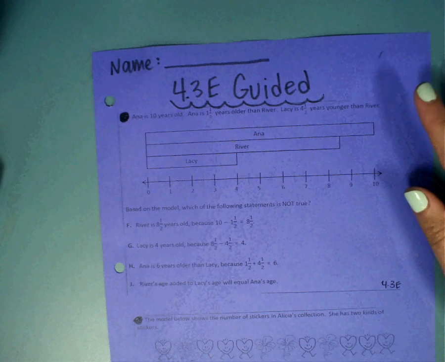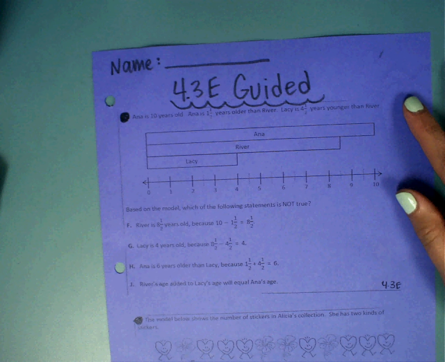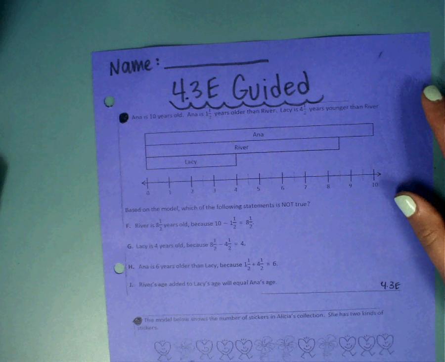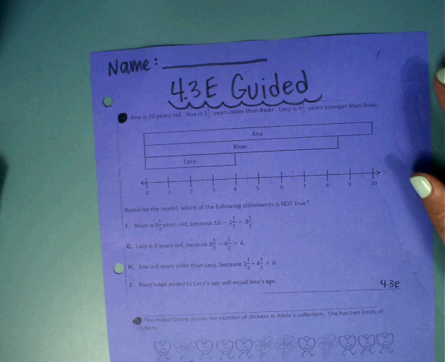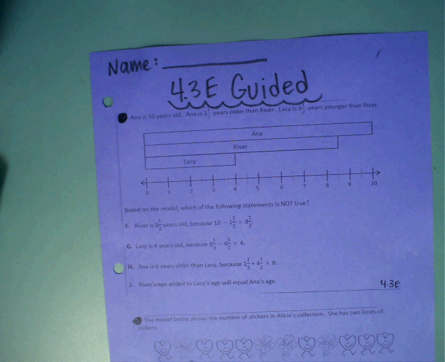It says Anna is 10 years old. Anna is 1.5 years older than River. And then it says Lacey is 4.5 years younger than River. Based on the model, which of the following statements is not true? Okay. So let's look at each statement one at a time.